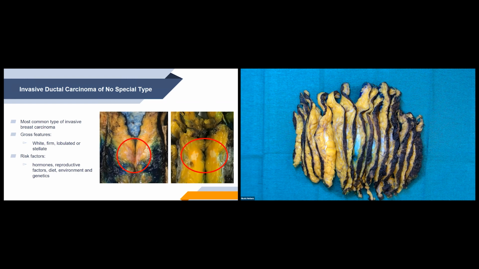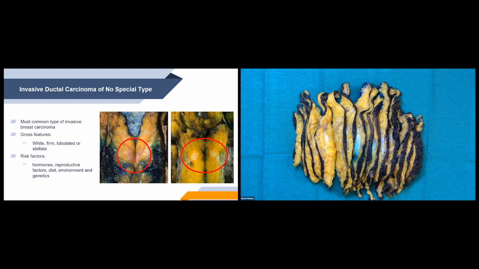For hormones, prolonged estrogen exposure leads to an increased risk. As well, reproductive factors: women who have not had any children, women who have not breastfed, and women who have their first child over the age of 30. That's again because of that prolonged estrogen exposure. For diet, obesity and alcohol consumption lead to increased risk. For environment, women in North America and Europe have a higher risk of breast cancer. For genetics, if a family member has breast cancer, then the other women in the family are also at an increased risk of breast cancer.